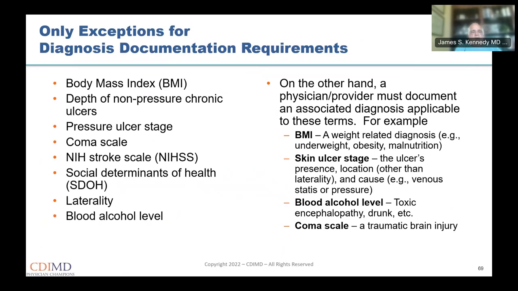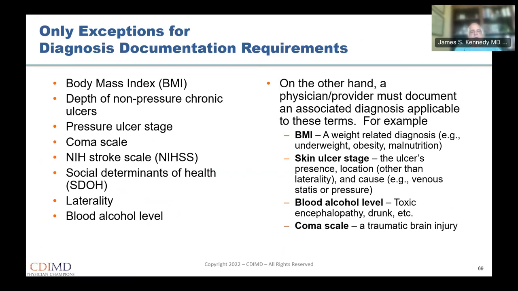There are some exceptions, however. They're very limited for diagnoses. Body mass index, the depth of a non-pressure chronic ulcer, a pressure ulcer stage, coma scales, NIH stroke scales, social determinants of health, laterality, and the like can be coded from nursing documentation or respiratory therapy documentation. But on the other hand, there must be associated with these terms an applicable diagnosis such that I can't code a body mass index documented by a nurse unless there's a weight-related diagnosis such as underweight, obesity, or malnutrition.